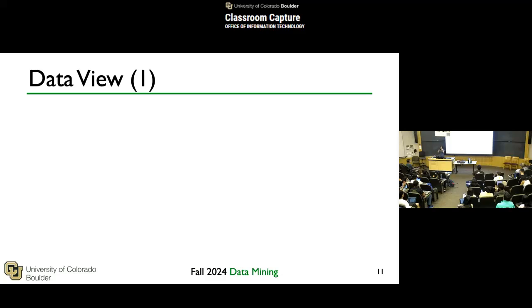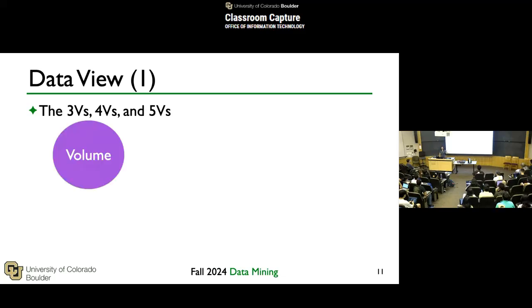Now we get into practice. Data view: describe your data. What kind of data do you have? I don't know how many of you have heard of the V's. Some of you maybe, 3 V's, 4 V's, 5 V's. Many times when people talk about data, our example earlier is the volume. How big is the data set? How much data can you get? So that's the first V.